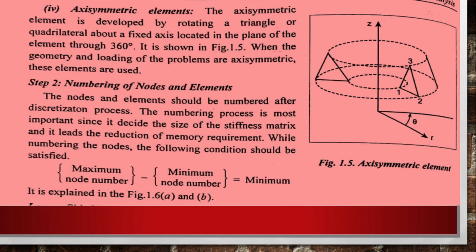Now the second one in the first part, preprocessor: numbering of nodes and elements. Numbering of nodes and elements should be done after the discretization process. The numbering process is most important since it decides the size of the stiffness matrix and it leads to a reduction of memory requirement. While numbering the nodes, the following condition should be satisfied.